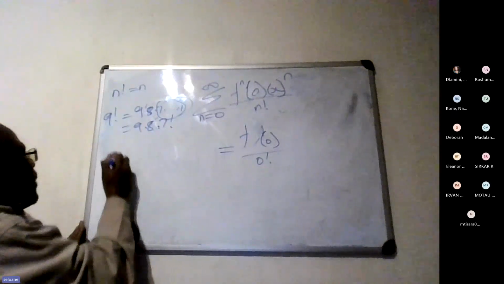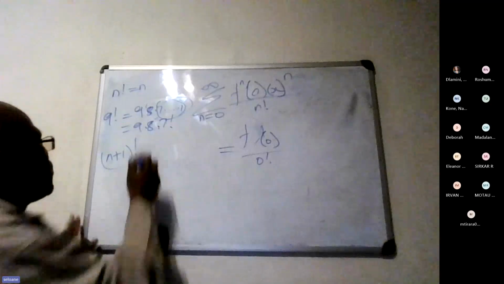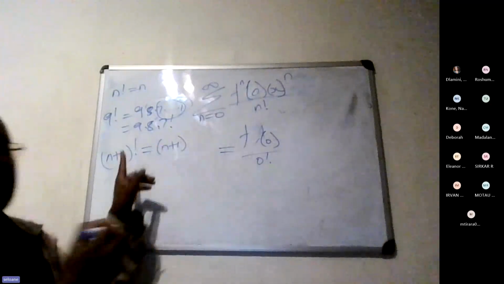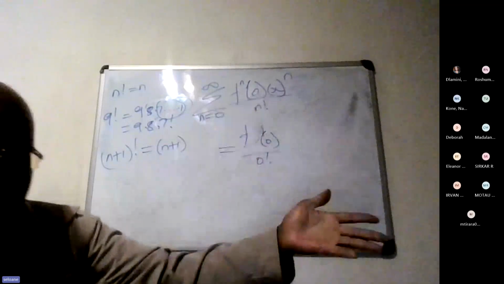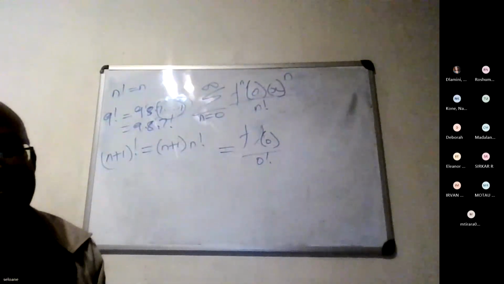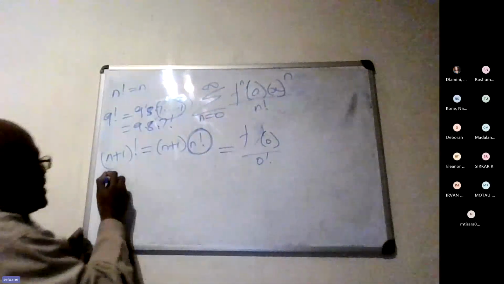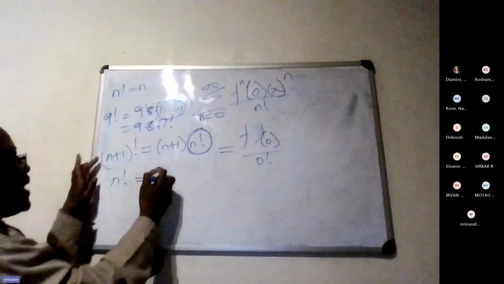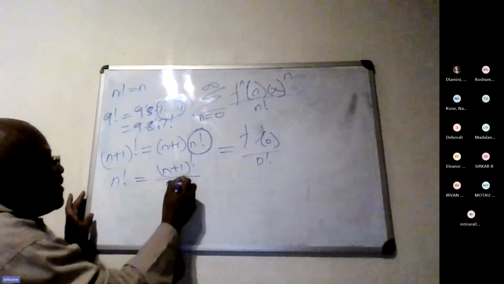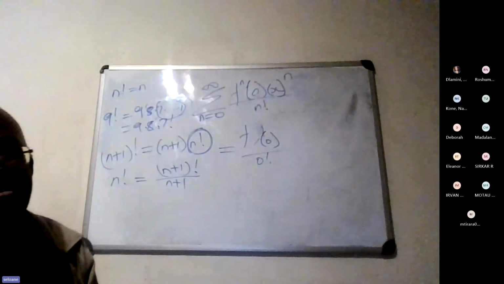Therefore, what is n plus 1 factorial? It will be n plus 1 multiplied by n factorial. Therefore, if you make n factorial the subject of the formula, n factorial will be n plus 1 factorial divided by n plus 1.